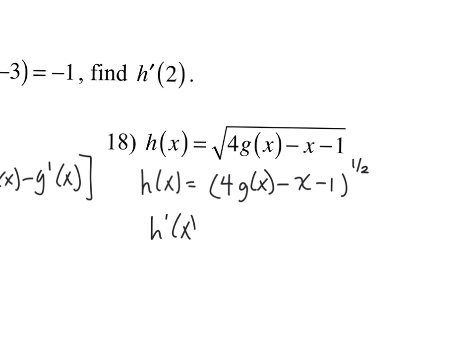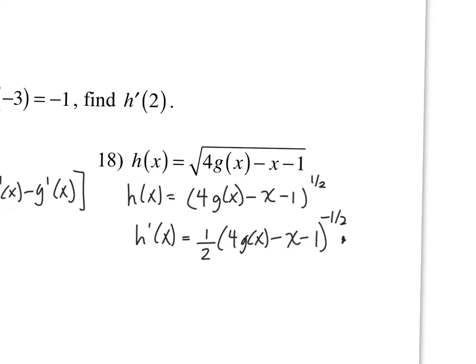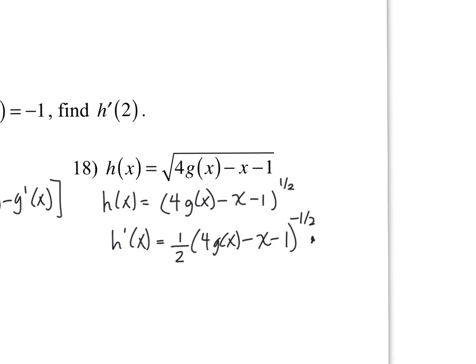So h prime of x is equal to 1/2, 4 times g of x minus 1 to the negative 1/2. That's d outer. Now our d stuff is 4g prime of x minus 1 minus the derivative of this one, which is just 0. So 4g prime of x is the derivative of this one right here, minus the derivative of x, which is 1, minus 0. And now we can evaluate h prime of 3.